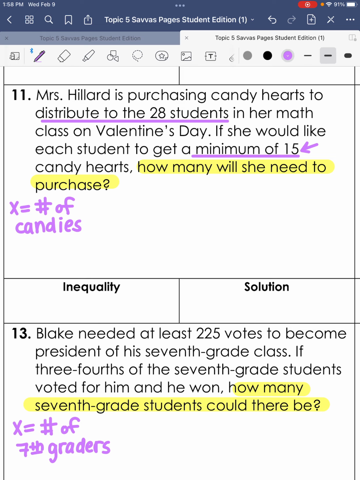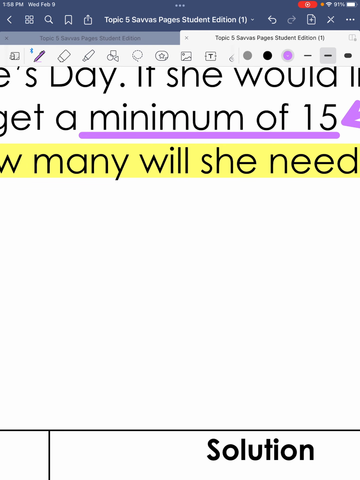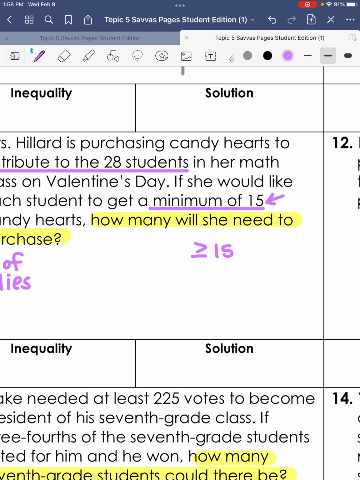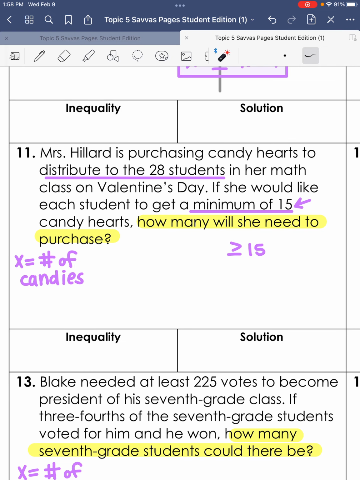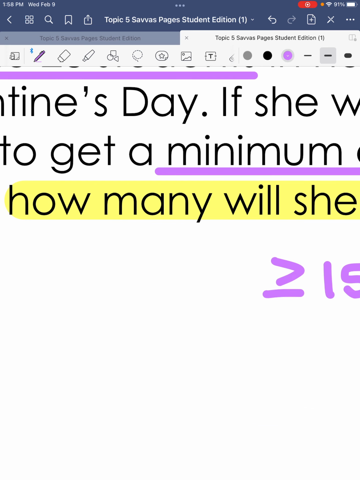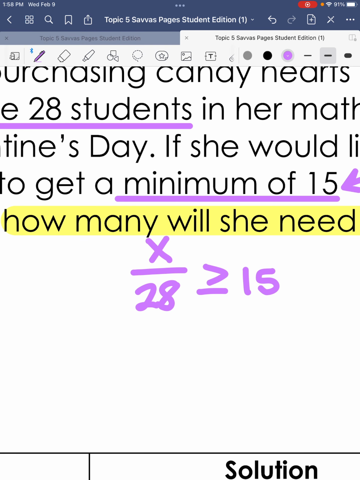So it could be more than 15 or it could be exactly 15. So minimum of 15 we know is greater than or equal to 15. Now on the other side over here, I need to somehow have my variable x, and I need to also have 28. So if she's distributing these candy pieces to her 28 students, would it make sense to say the total amount of candy pieces divided by the number of students? Does that make sense? Yeah, it does.